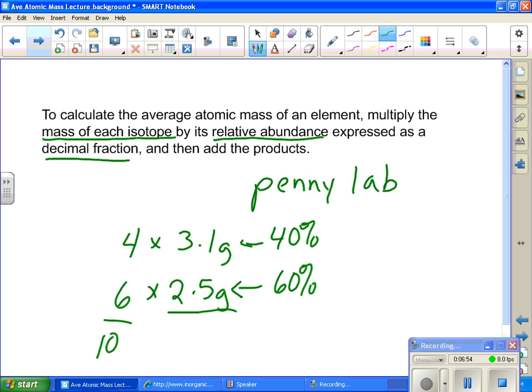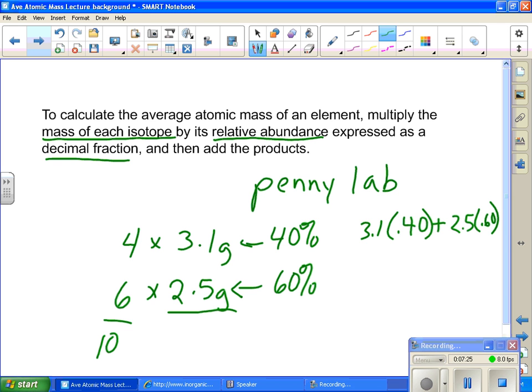And how would you determine the average mass of this pile of pennies? Well, we would multiply 3.1 times 0.40. Okay, because that's the decimal fraction of 40%. And we would add to that 2.5 grams times its percent abundance, 0.60.